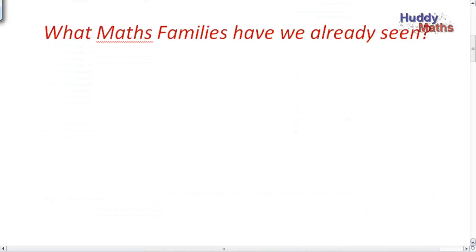First of all, what maths families have we already seen? Back in Part 2, we were looking at algebra from a family approach. What did we do? We drew up some rectangles, didn't we? And the rectangle family were P28s from an A4 sheet of paper. We wanted to create rectangles that all had a perimeter of 28 centimetres.